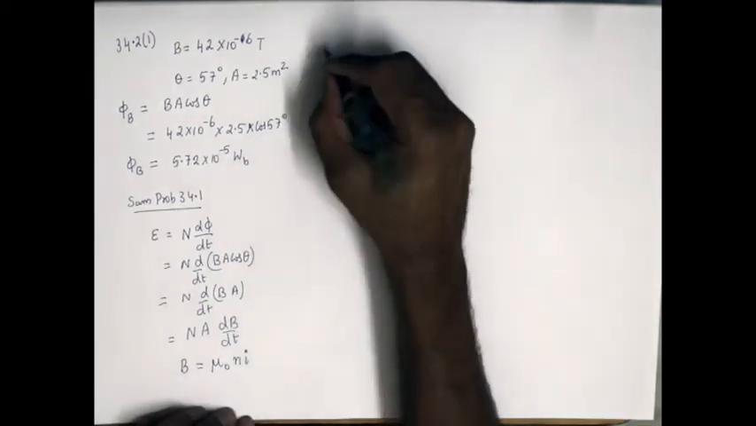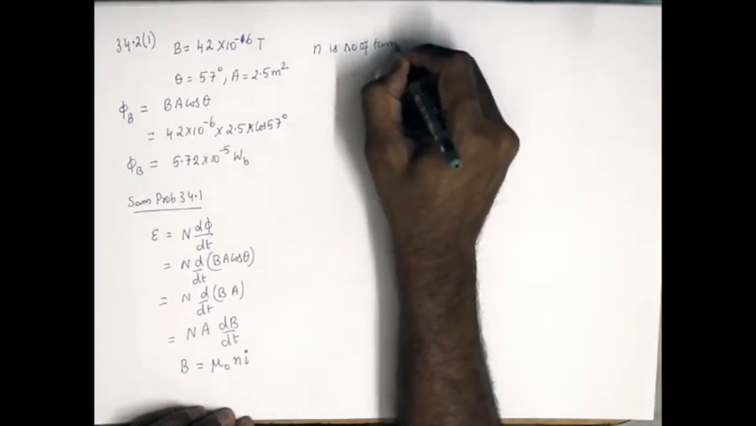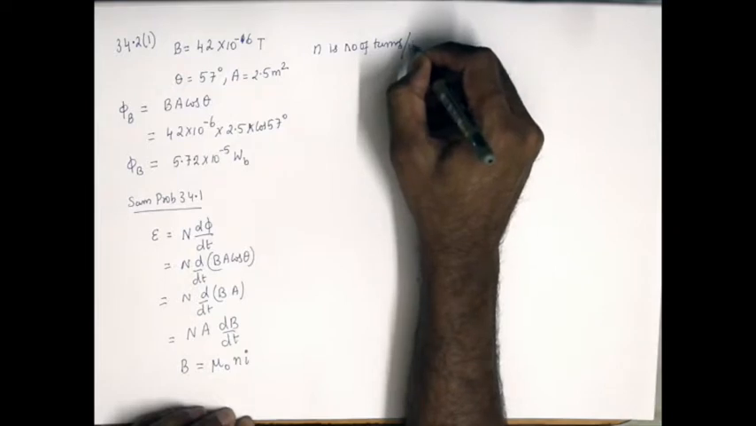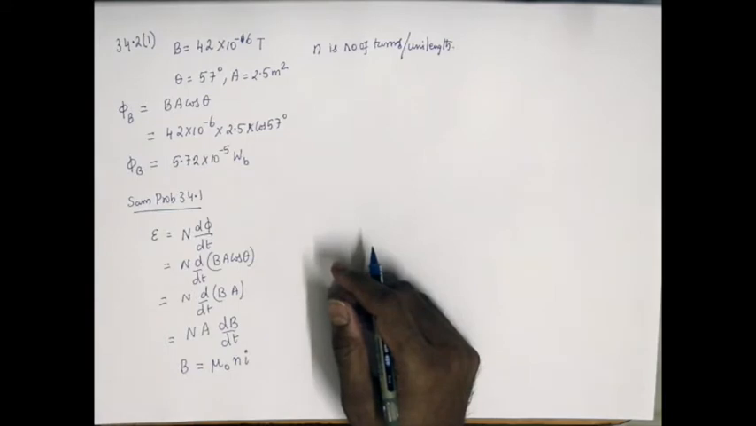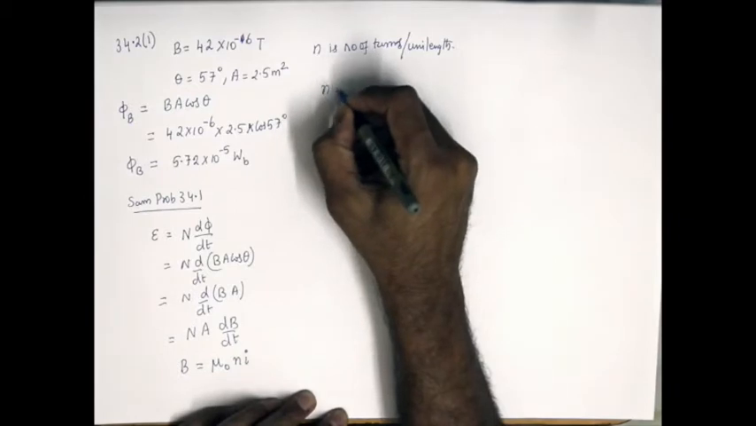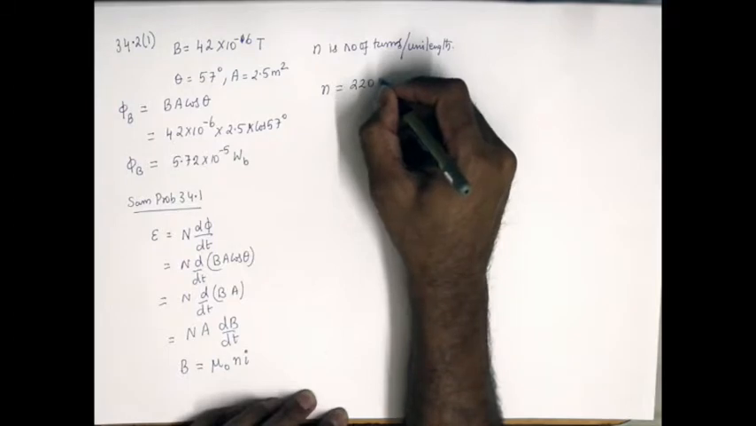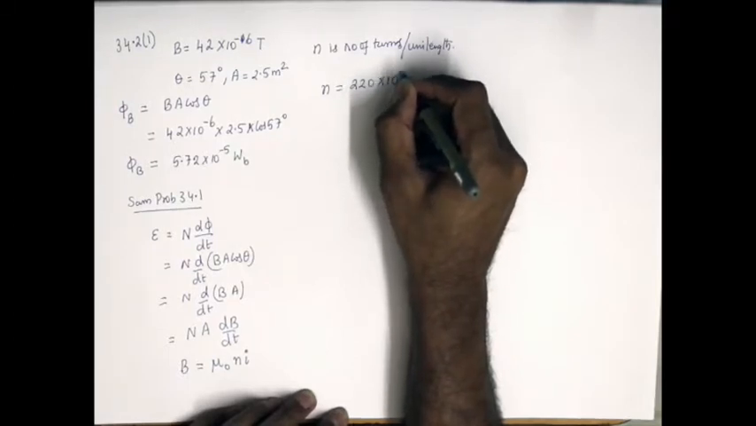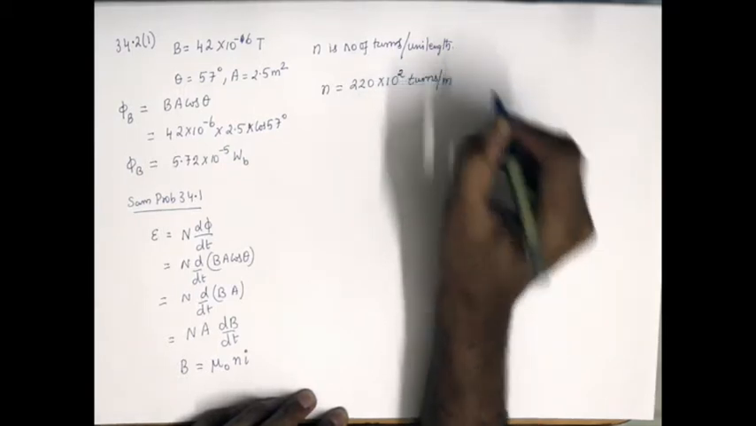But what is small n? Small n is the number of turns per unit length, and we have been given that data in the problem. It is 220 turns per centimeter. But centimeters has to be converted to meters for SI units. So we get n as 220, with centimeters in the denominator. Once you bring it to the numerator, we have 220 into 10 to the power 2 turns per meter.